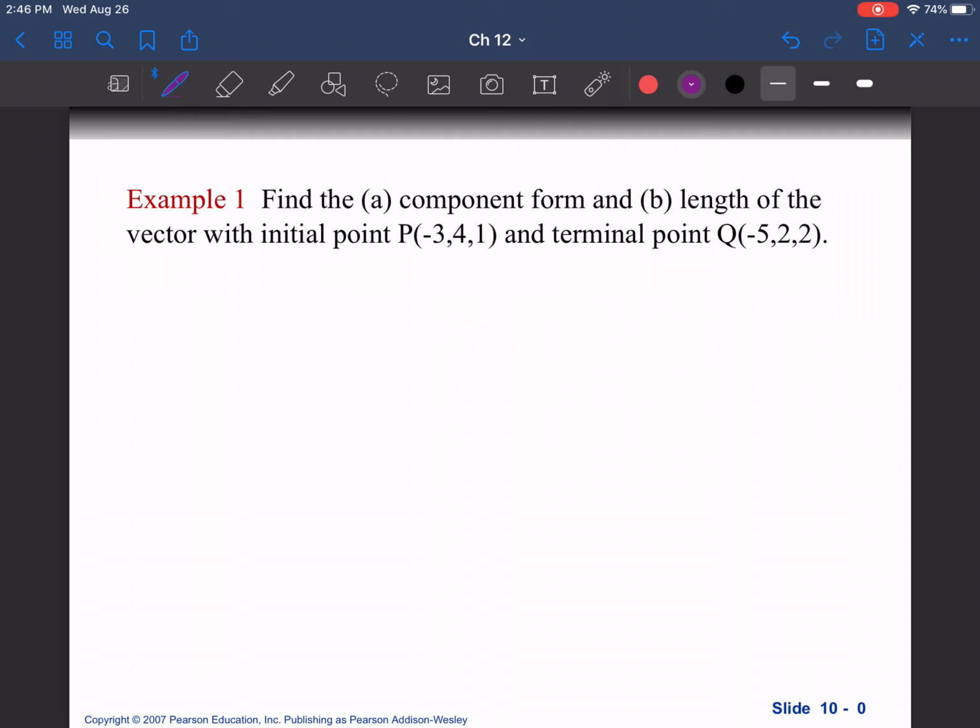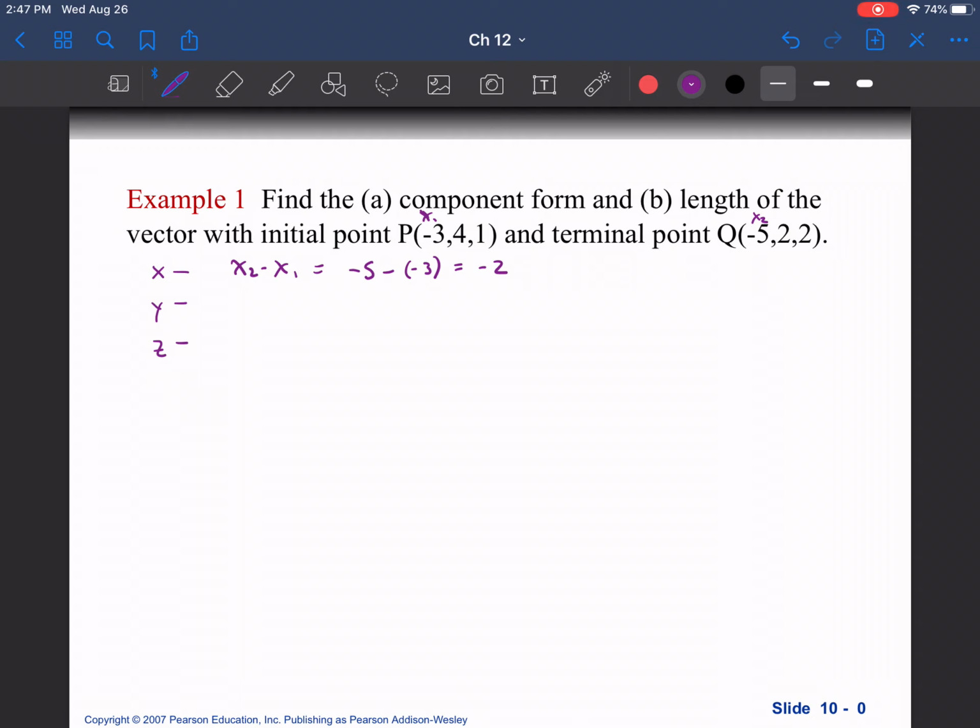So as far as the component form goes, we need the x component, the y component, and the z component. The x component is simply the difference between the two, so x2 minus x1, which is negative 5 minus negative 3, which is negative 5 plus 3, which is negative 2. If you think about it, that's the distance between negative 5 and negative 3.